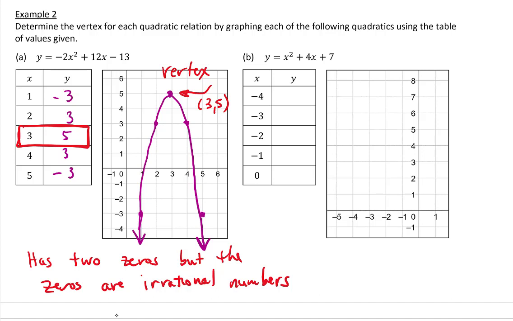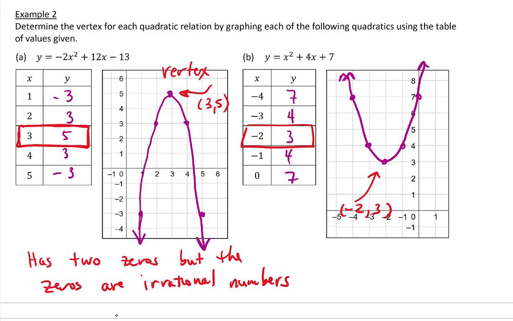If you tried the second one, our numbers are 7, 4, 3, 4, and 7. If we graph this, we notice that again, this is a parabola. In this case, it opens up, and this time we have a minimum point. Our vertex is here, and we can get that from the table, or we can see it from the graph, that we have a vertex of (-2, 3). And this one, we note, has no zeros. So this one cannot be factored.